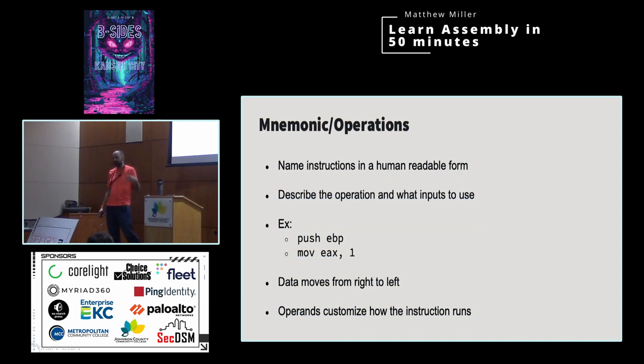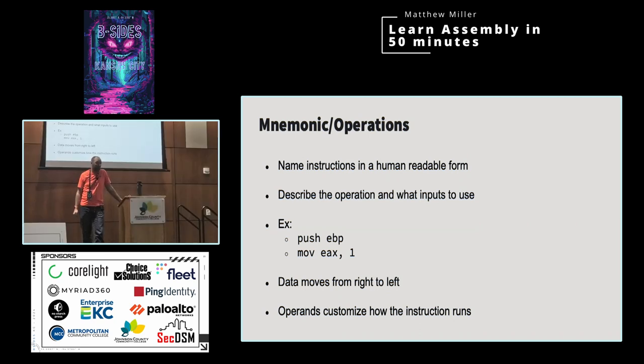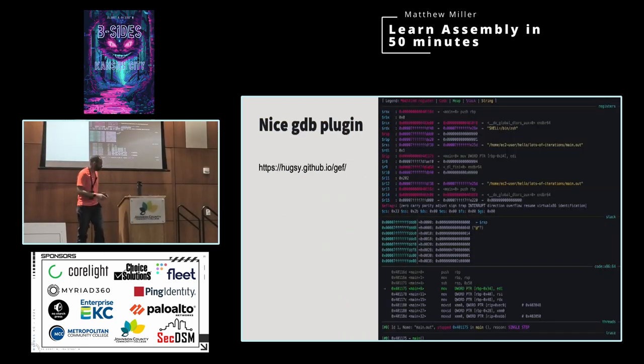And then our operands, they customize, right? So we have the operation and then we have the operand. The operands are like your function arguments, right? So they customize how that instruction runs. So the number 1 is going to say, I'm going to put the number 1 into the register EAX.